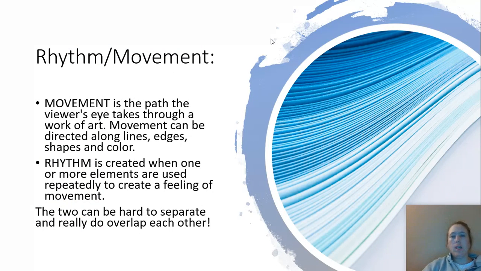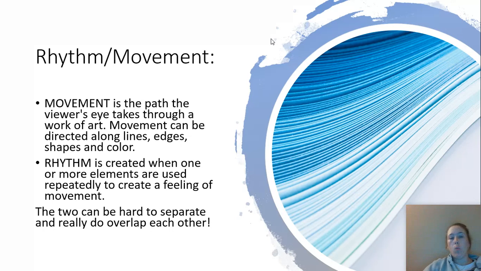Rhythm and movement. These two are really hard to find a difference, and if you Google them, you'll probably get similar images for each. I think they're pretty interchangeable. Movement is the path a viewer's eyes takes through a work of art, so movement can be directional lines, edges, shapes, and color. This image just on the slideshow has kind of a movement up and off the page. It's using color to move you up because it's a gradient, but it's using the line as well.